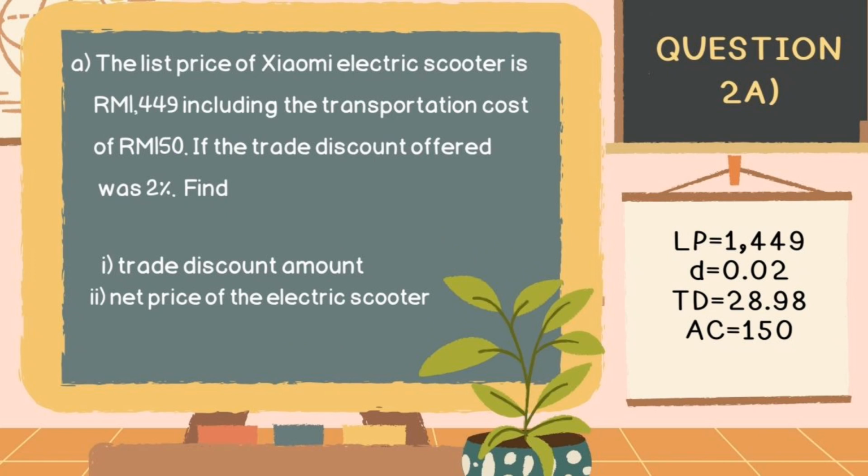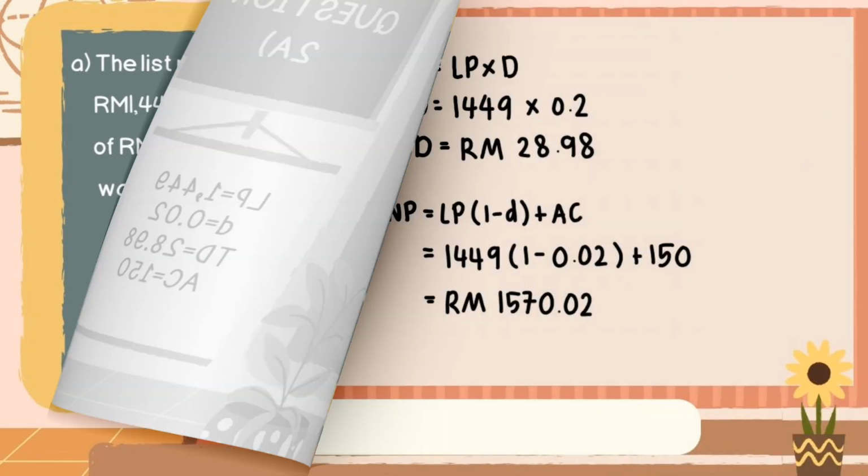We are at question 2. The question is, the list price of a Xiaomi electric scooter is 1,449, including the transportation cost of 150. If the trade discount offered was 2%, find first, the trade discount amount, and second, the net price of the electronic drum. So we know that LP, list price, is 1,449, the additional cost is 150 and the discount is 2%.